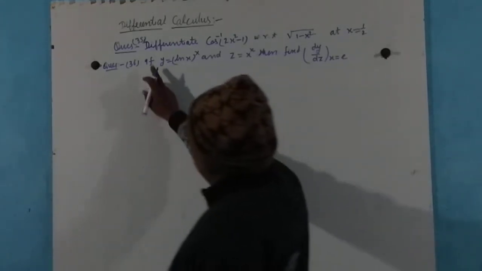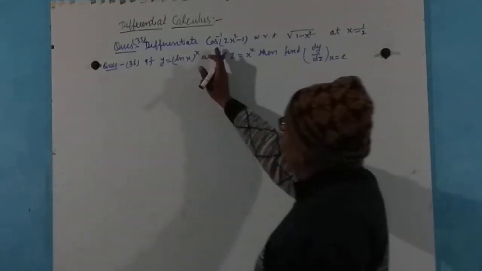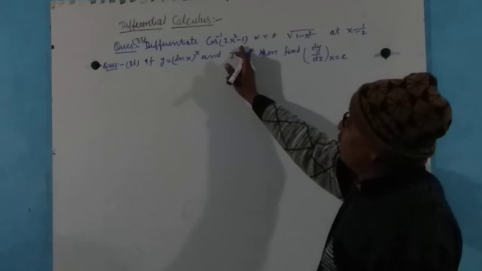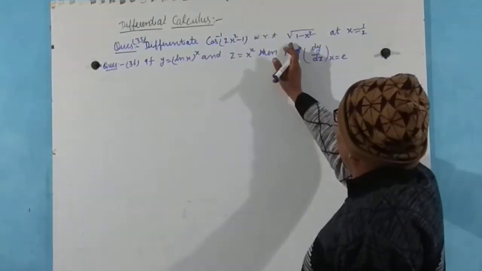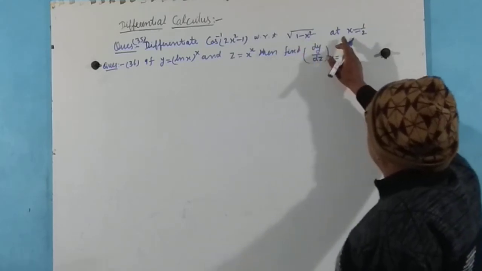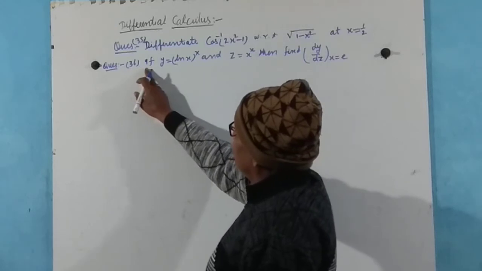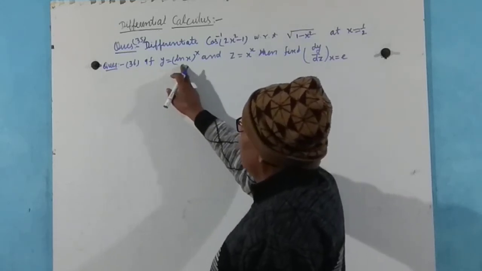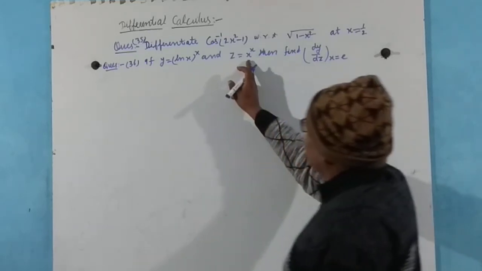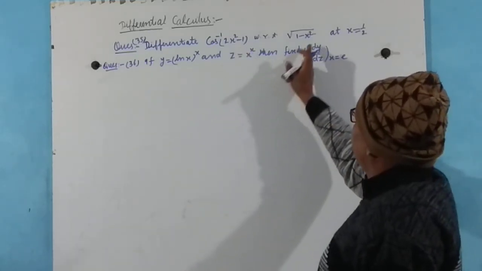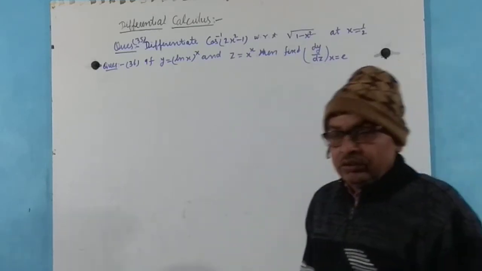Now, question number 35: differentiate cos inverse of (2x square minus 1) with respect to under root (1 minus x square) at x equal to half. And question number 36: if y equal to (log x) to the power x and z is equal to x to the power x, then find dy by dz at x equal to e.